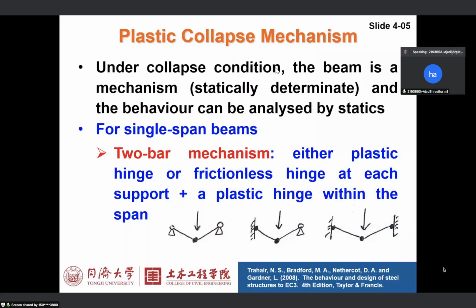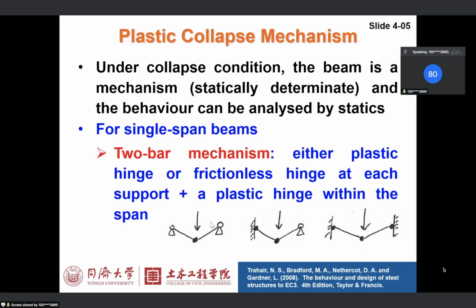So under a collapse condition, the beam is a mechanism, right? And when a beam becomes a mechanism, it becomes statically determinate, and the behavior can be analyzed by statics. So here are some examples that you should be familiar with. The most typical mechanism for a beam is called the two-bar mechanism. This is the most typical one: either a plastic hinge or a frictionless hinge at each support, plus a plastic hinge within the span.